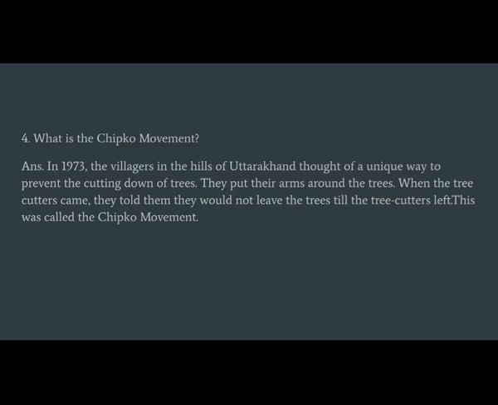Okay, mark that one. Read that: in 1973, the villagers in the hills of Uttarakhand thought of a unique way to prevent the cutting down of trees. They put their arms around the trees. When the tree cutters came, they told them they would not leave the trees till the tree cutters left. This was called the Chipko movement. So this is only one small little bit, three sentences that I have to study now. Okay, so you can study that movement.